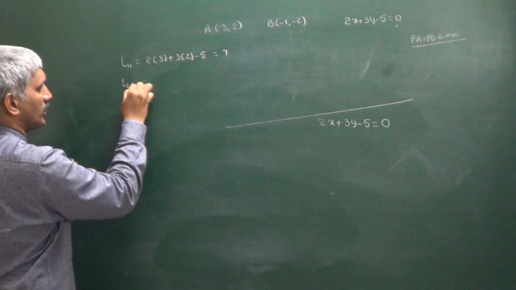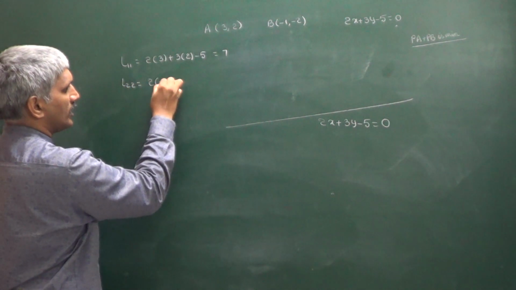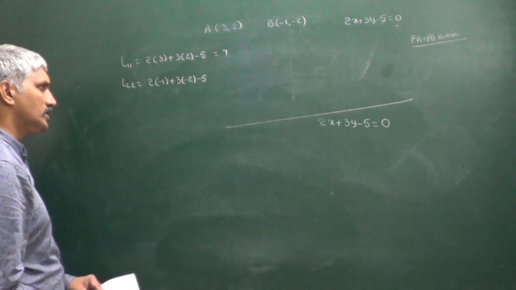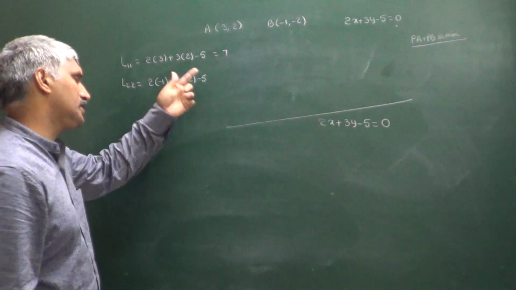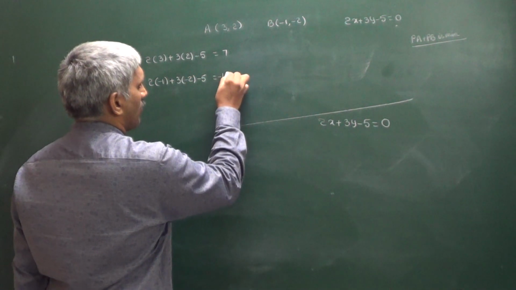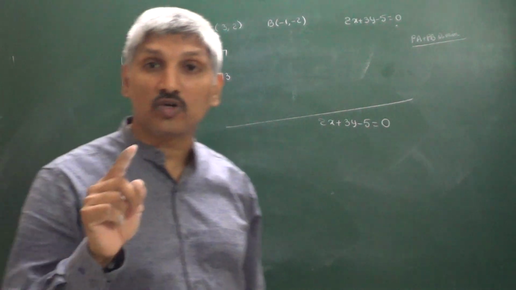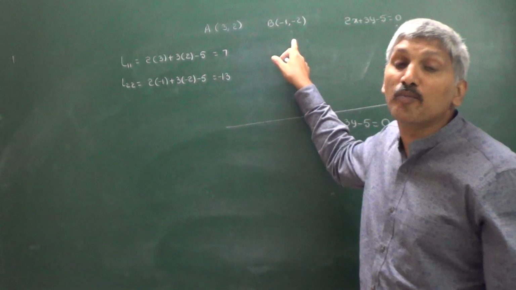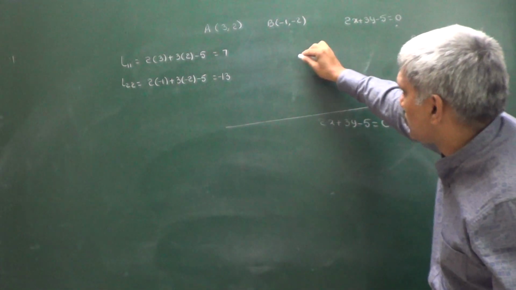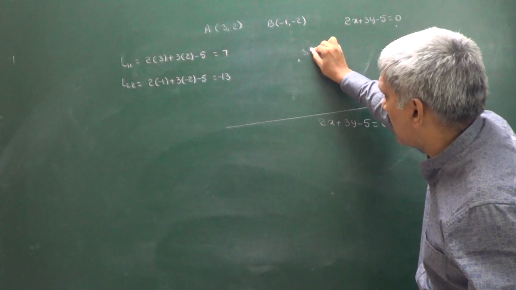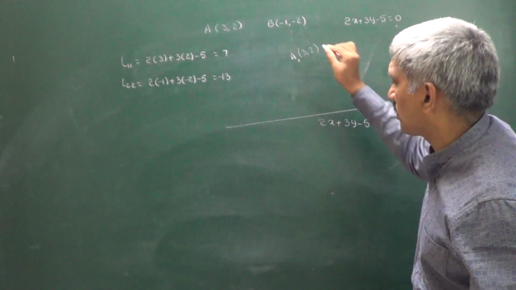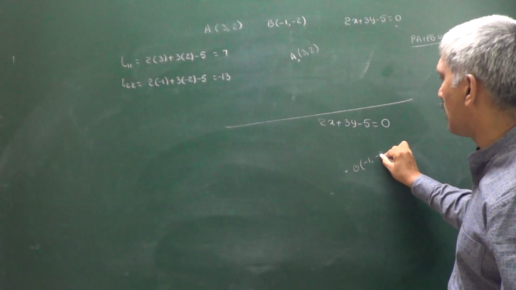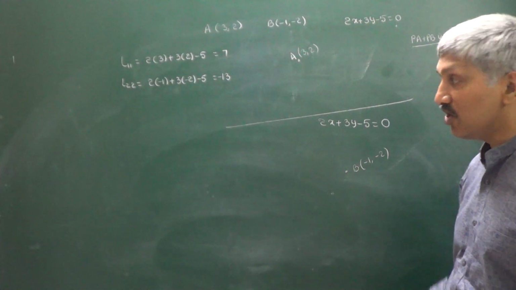Next, L22 is equal to 2 × -1 + 3 × -2 - 5, which is -2 - 6 - 5. In total we are getting -13. L11 and L22 are of opposite sign, so the two points lie on opposite sides of the line. Suppose I take point A (3, 2) here, then the other point must be somewhere here. This is the point B (-1, -2).